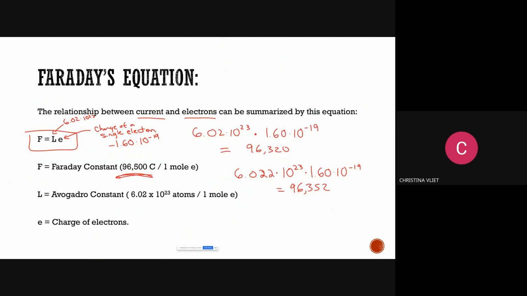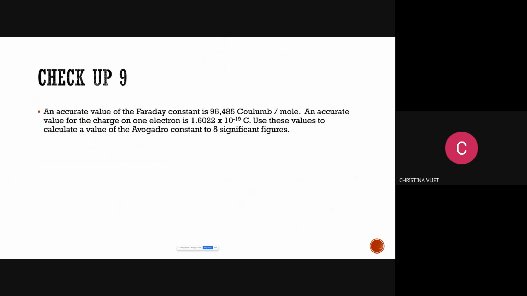An accurate value of the Faraday constant is 96,045. An accurate value for the charge on an electron is 1.6022 times 10 to the negative 19. Use these values to calculate the value of the Avogadro constant to 5 significant figures. So this would be using the formula F equals L times E. What do we plug in for F here? 96,045. Here you're solving for L, so you're solving for Avogadro's constant.